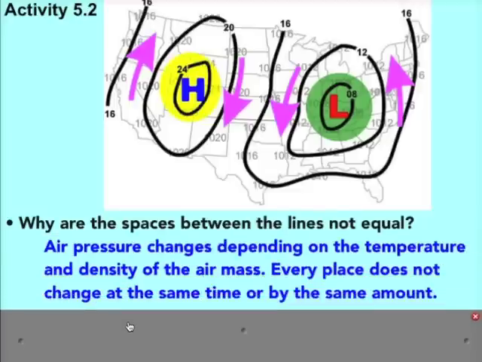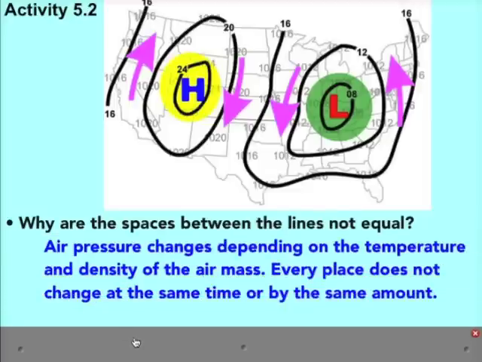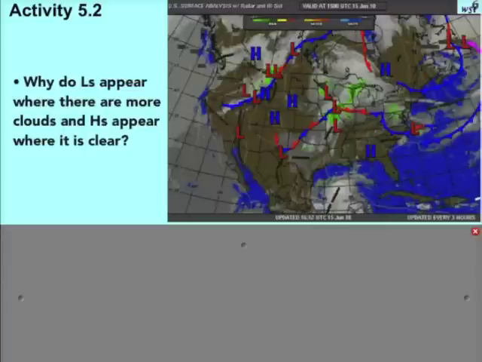Well, remember, air pressure changes depending on the temperature and density of the air. So it's not always going to be equal. And that's why you have some of these bows like you see down here. And it's not perfectly circular in nature. So here's the map I was telling you about earlier. So you see how there's multiple lows and there's multiple highs. So rarely do you see one high and one low over the country. Normally there's highs and lows all over the place.